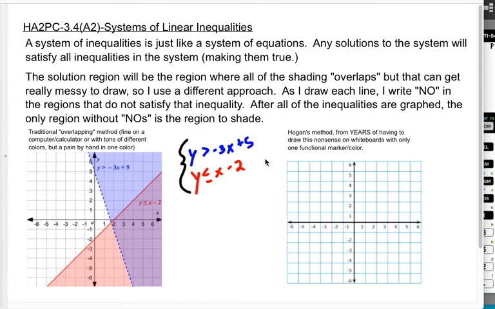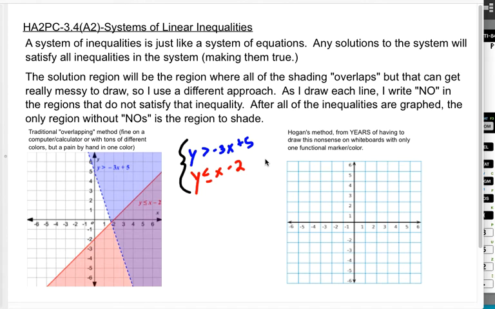So anyway, just like with the system of equations, in order to be a solution to the system of inequalities, any solution has to be a solution to all inequalities in the system. So it has to make them true. When we graph, because that's how we usually graph the solution of a linear inequality, or quadratics when we get to it, the solution region with single inequalities is just shaded, but the solution region for a system of inequalities is the area where all of the shading overlaps.